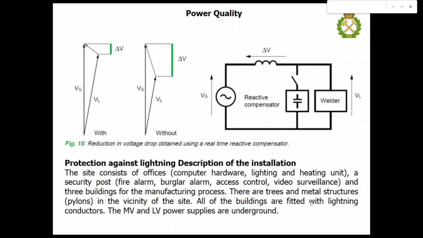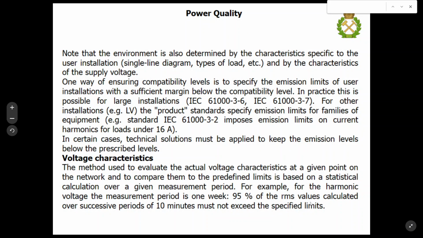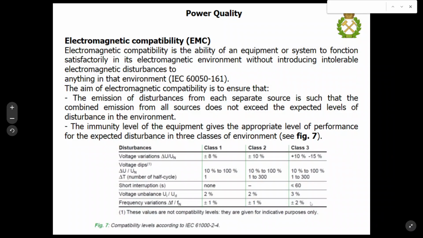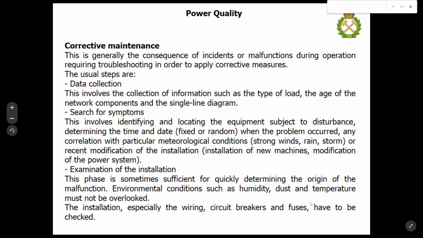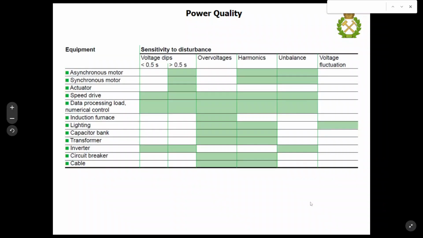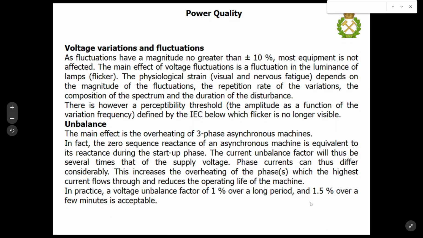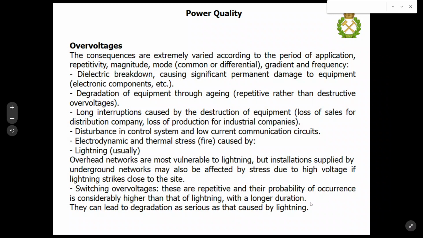Let's talk briefly about other problems with power quality. First of all, some kinds of overvoltages, for example, lightning overvoltages, switching overvoltages, voltage variations and fluctuations, and unbalance. All these power quality problems are also connected with the overall power quality problem in our power supply systems.